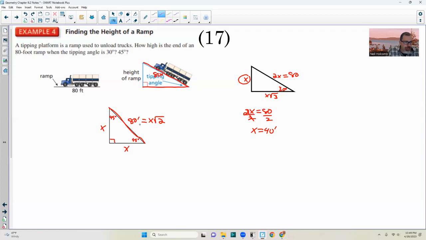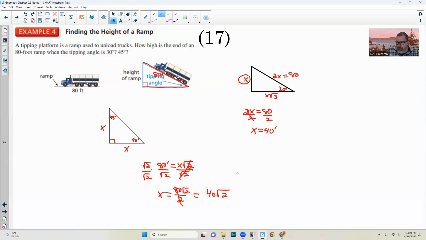Okay, so in order to find this, I'm going to use this equation right here. 80 equals x square root 2. All we have to do is divide both sides by the square root of 2, and I get x equals 80 over root 2, and I don't like a radical in the denominator, so I'm going to rationalize it. Root 2 times root 2 is 2, and it's going to be 80 square root 2 over 2, and then that simplifies to 40 square root 2.